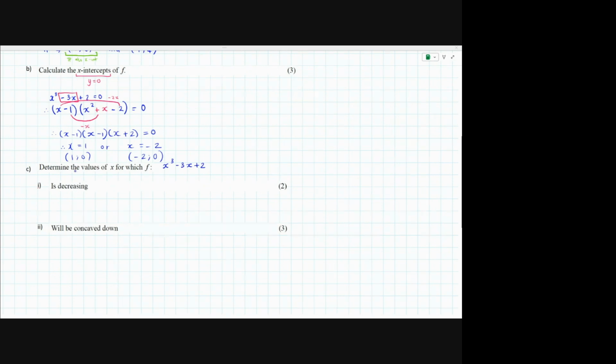All right, so question C says determine the values of x for which f is decreasing and concave down. But let's just see what's happening. So guys, first question to you: is this a positive cubic or a negative cubic function? If you look at your equation, I've just put it over there for f of x. Is it positive or is it negative?